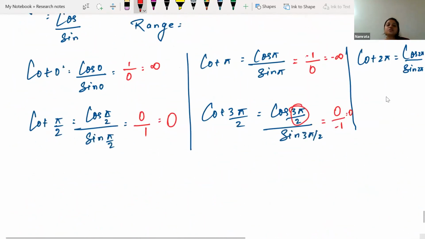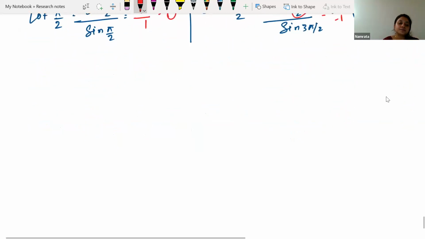Now cos 2 pi by sine 2 pi. So cos 2 pi is what? Sine 2 pi, sine pi, 2 pi, 3 pi, 4 pi, 5 pi, 6 pi, everything is 0. Now only I was telling you that integral multiple of pi for sine will be 0. And cos 2 pi will be 1. No? So we will be having positive infinity. Okay, let's plot the graph.